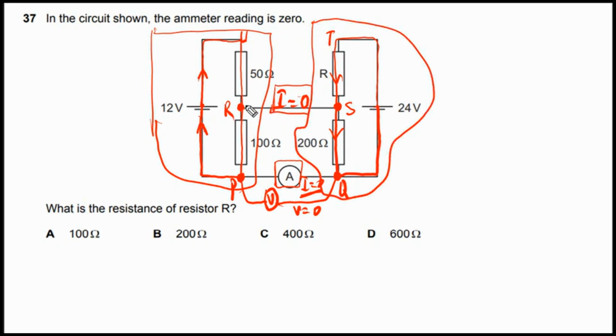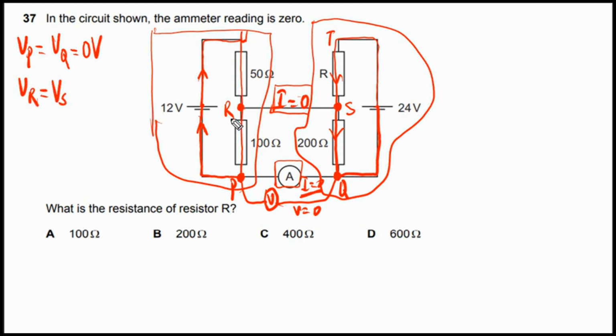Now, what is common between these two circuits? If we look at point P and if we look at point Q, this is our point Q and this is our point P. Potential at these 2 points is the same. We can simply write down Vp is equal to Vq, and these 2 points are at zero potential. We can simply say it is equal to 0 volt. Now, potential at point R is also equal to potential at point S. We can simply say VR is equal to Vs.